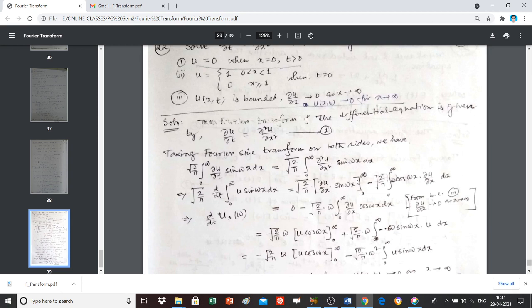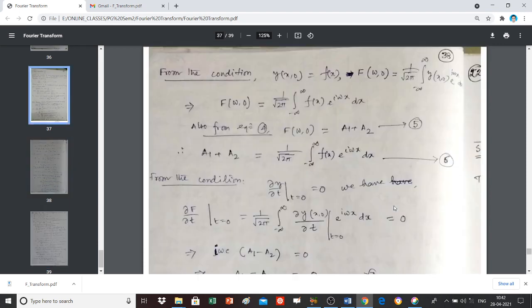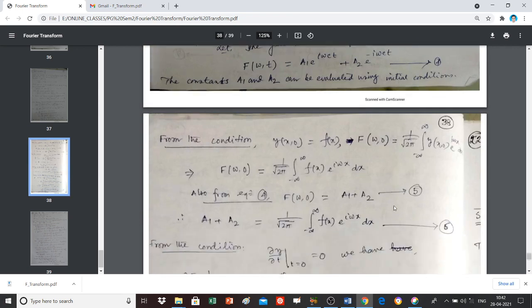So whatever the value is, for the higher limit, infinity, ∂u/∂x gives you 0 according to this condition, and when x is equal to 0, sin(ωx) gives you 0. So actually this term is 0, and then minus square root of 2/π, ω is taken outside, integral from 0 to infinity. After that, ∂u/∂x cos(ωx) dx. Here the boundary condition is also given.